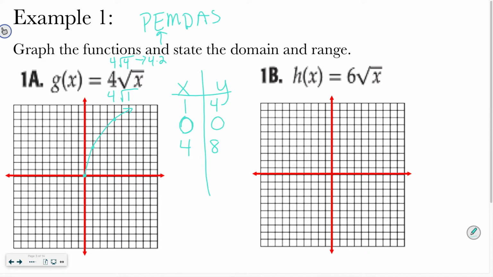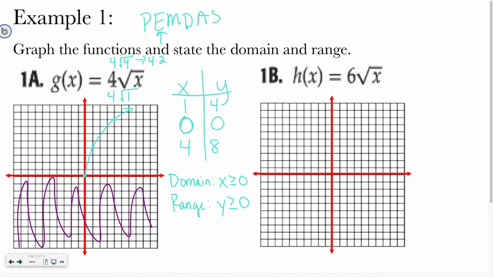Then I want to state the domain and the range. So the domain, we got really used to saying all real numbers last chapter, but can we take the square root of a negative number? No. So in this case, we're going to get used to saying x is greater than or equal to 0. And for our range, what y values are we looking at? I don't have anything in the negatives down here. So I'm going to say that my y is also greater than or equal to 0. Okay, so that's my domain and range.